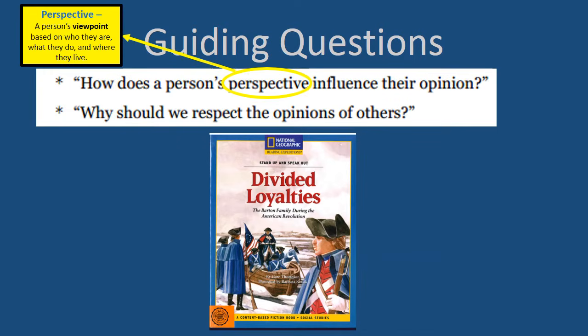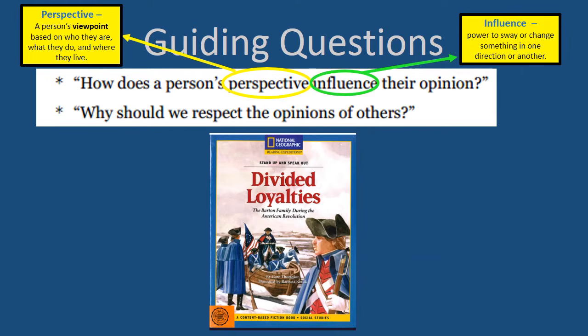The word perspective means a person's viewpoint based on who they are, what they do, and where they live. The word influence means the power to sway or change something in one direction or another. So how does a person's viewpoint, or who they are, influence or change what they think about something? That's what that first question is asking, and we're going to look at it in the context of the American Revolution, whether or not people were patriots or loyalists.